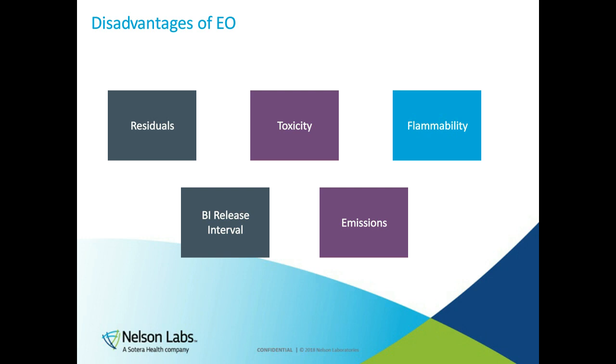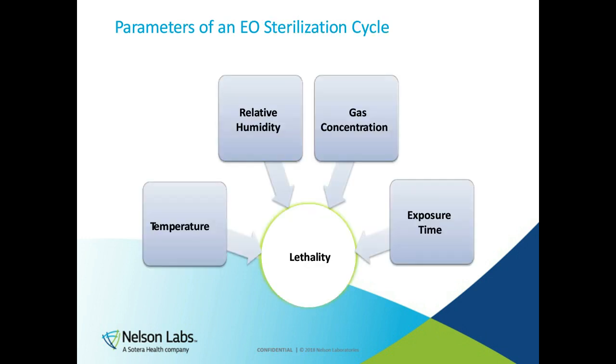The four main parameters of an ethylene sterilization cycle are temperature, relative humidity, gas concentration, and exposure time. For temperatures, we're typically talking about the range of 50 to 55 degrees Celsius, so fairly low temperatures with regards to some of the other gaseous products. Relative humidity levels are typically 35% or greater. Your common relative humidity ranges are going to be anywhere from 50 to 80%.